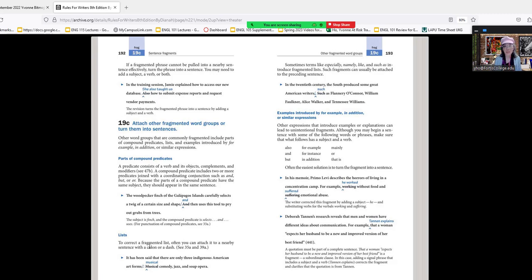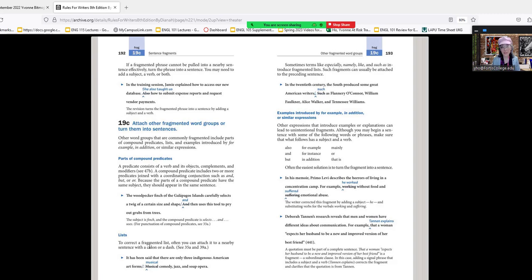Sometimes terms like especially, namely, like, such as, introduce fragmented lists. Such fragments can usually be attached to the preceding sentence. In the 20th century, the South produced some great American writers, such as Flannery O'Connor, William Faulkner, Alice Walker, and Tennessee Williams.